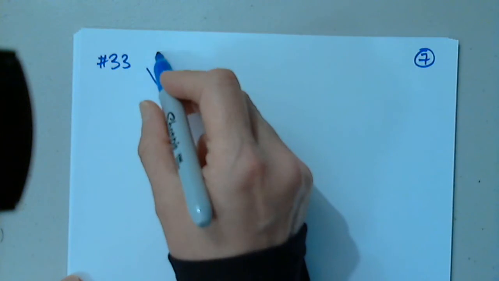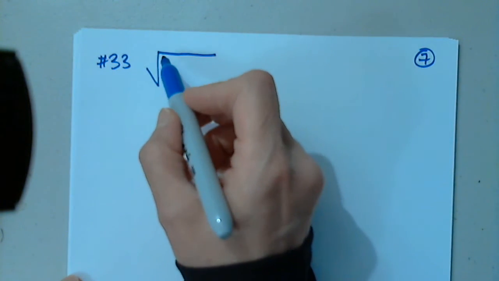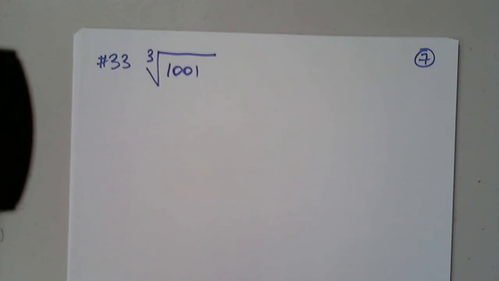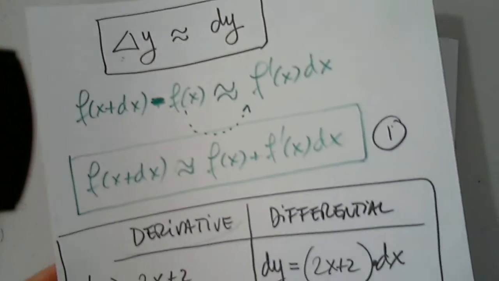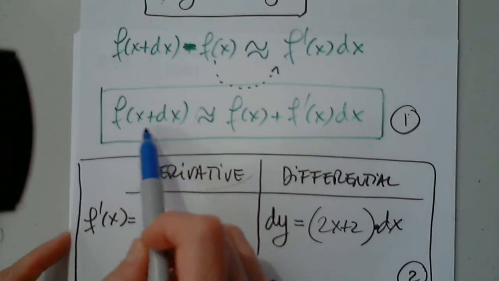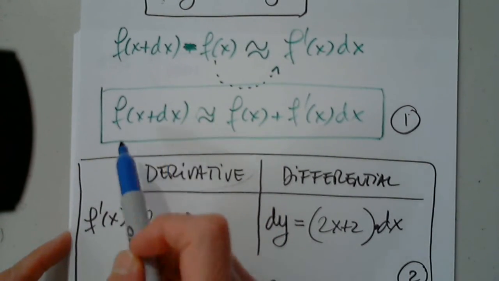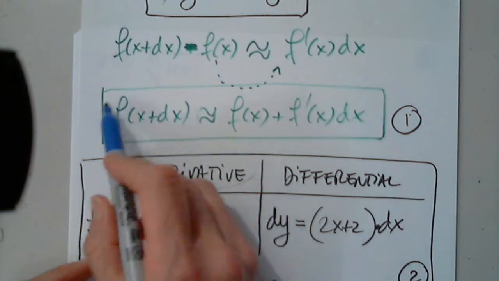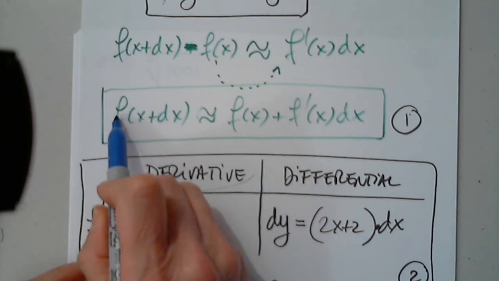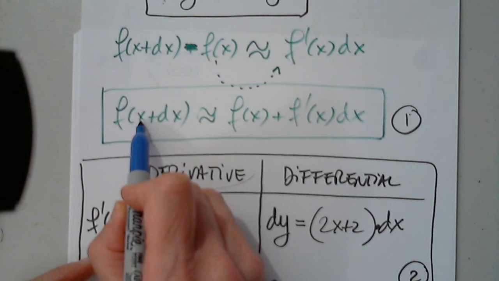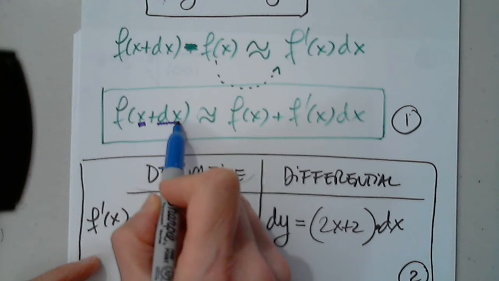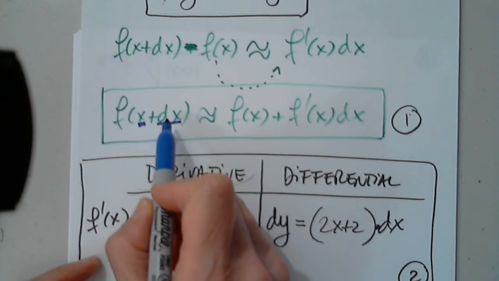33. They want us to approximate the cube root of 1001. So let's analyze this, because that's what I have to use. This is what this part is saying: the function applied to x plus a little bit of error. This is the error, the differential of x.